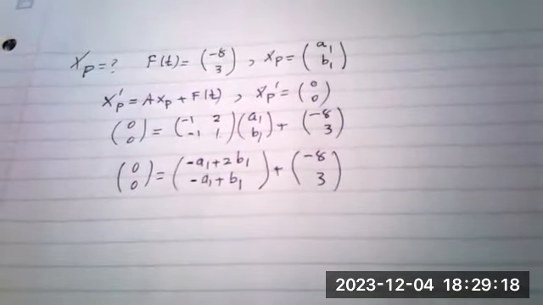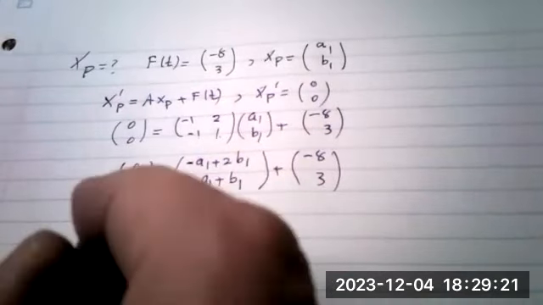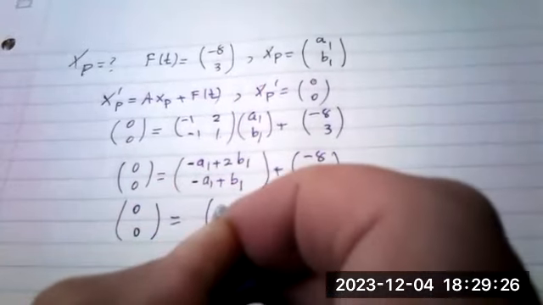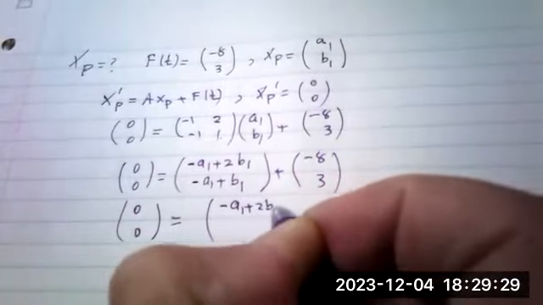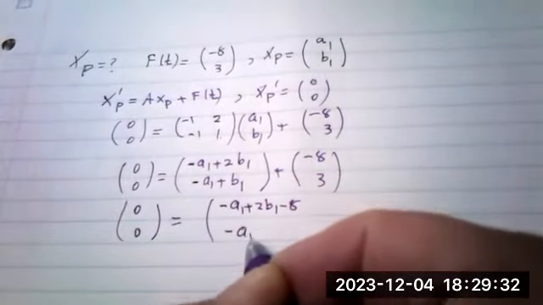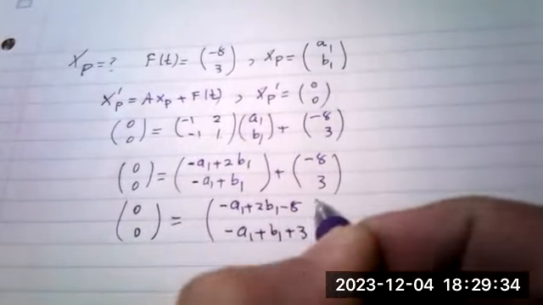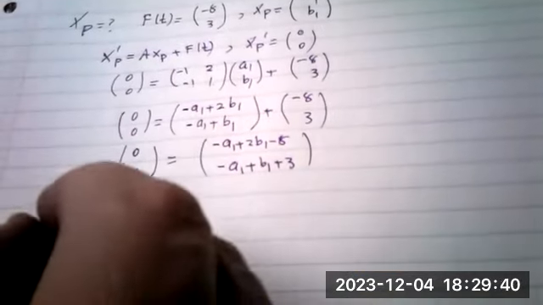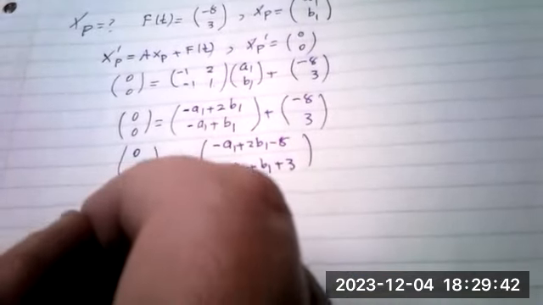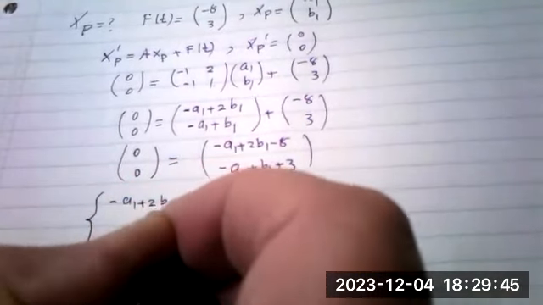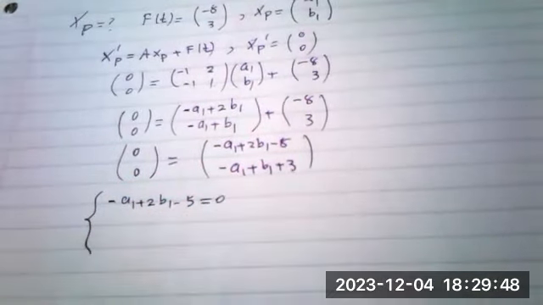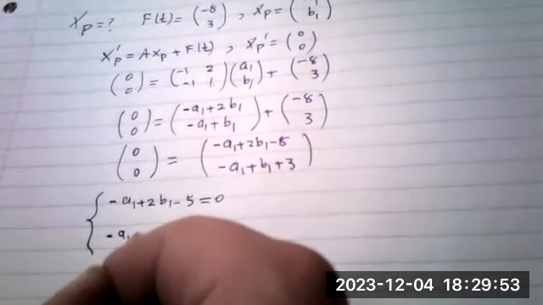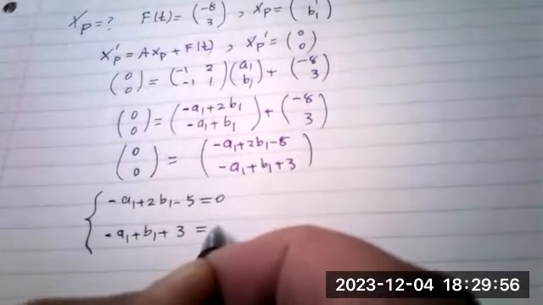Now you add them together. This is 0, 0, and then this is -A1 plus 2B1 minus 8, and this is -A1 plus B1 plus 3. Now let the entries be equal to each other. So we're going to have this system of equations: -A1 plus 2B1 minus 8 equals 0, and the second one, -A1 plus B1 plus 3 equals 0.